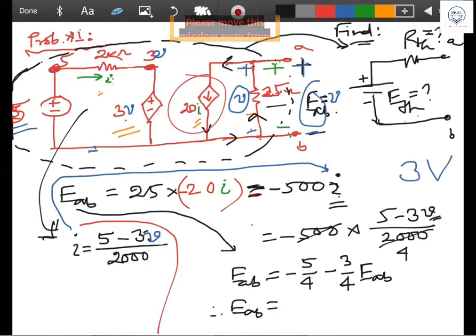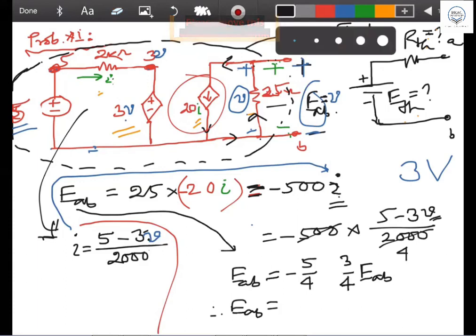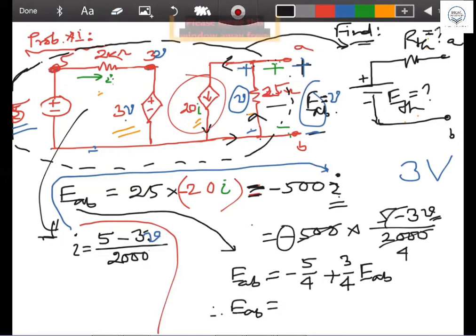Can you see where is the mistake? It should be plus here, right? That's 3 by 4. This minus and this minus, you multiply, you get plus. That's a mistake. Now can you do it again? I'm sorry. Go ahead. Redo it. What is the answer? Minus 5.